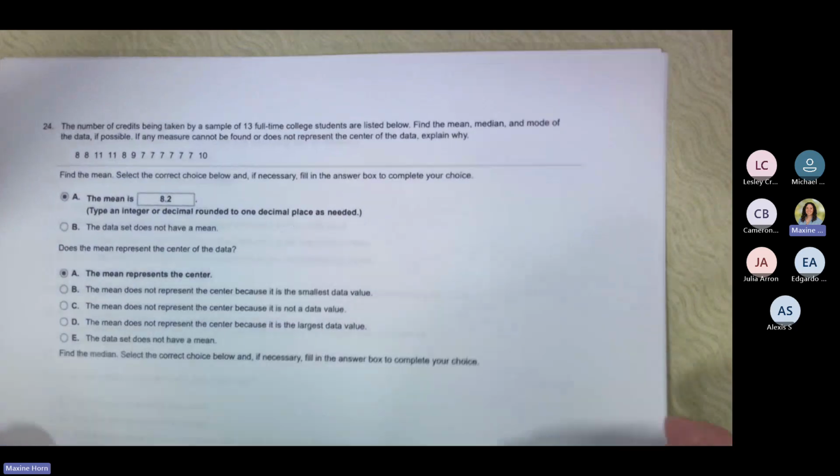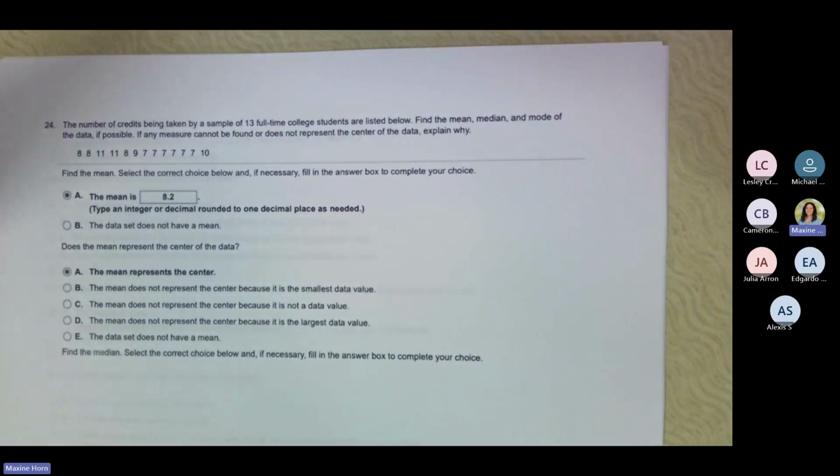Okay, we're getting there. We're almost done, guys. All right. The number of credits being taken by a sample of 13 full-time college students are listed below. Find a bunch of things: mean, median, mode.